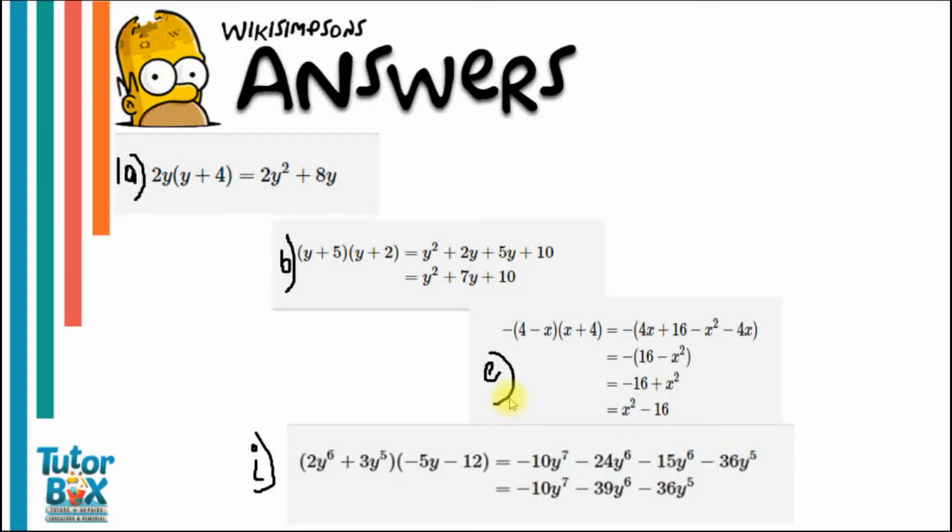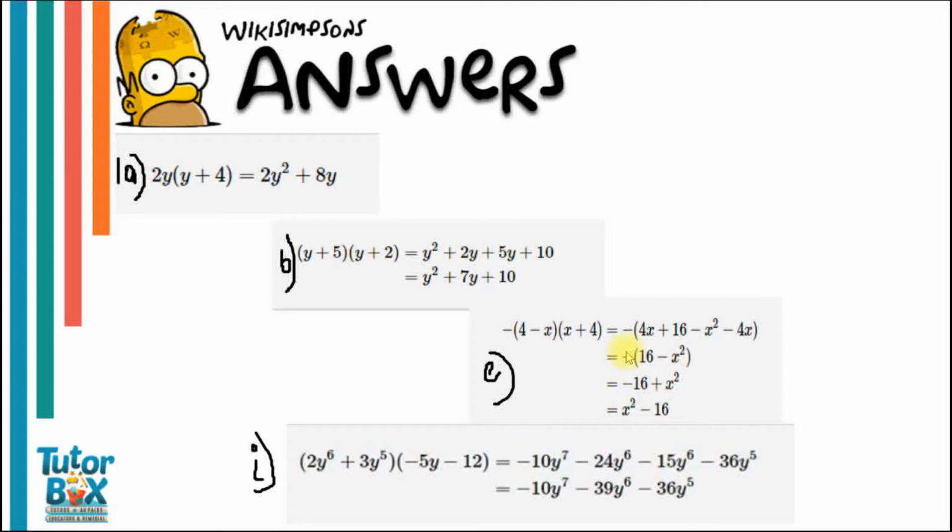Okay, and then E, we have minus 4 minus x, x plus 4. So I asked you guys to first do this. Just ignore the minus first. So you first simplify this part, right? So you get 4x plus the 16 minus the x squared and then minus the 4x. This will be minus 16 minus x squared, right?